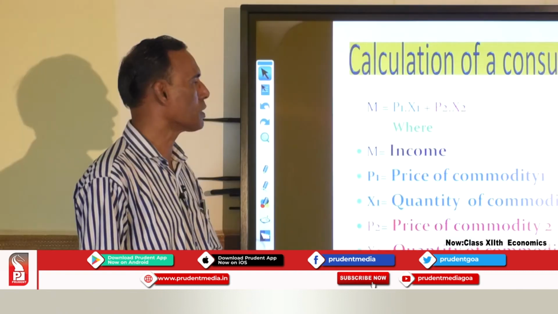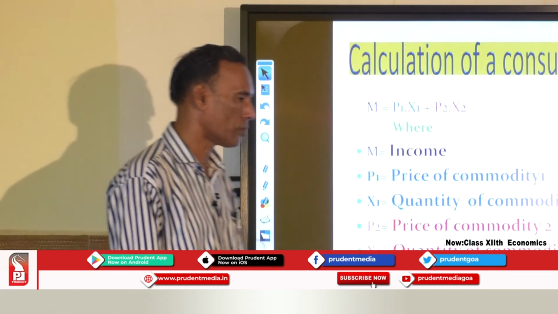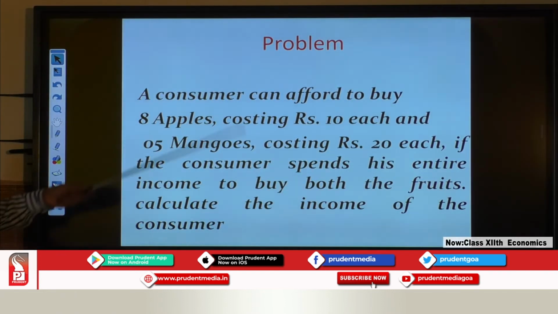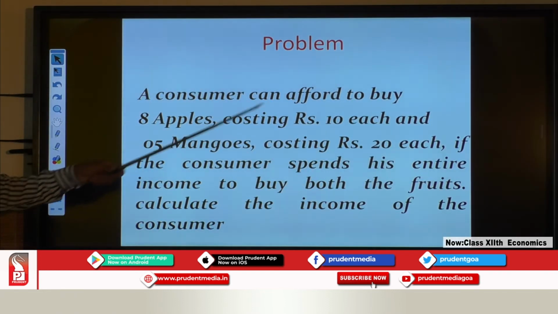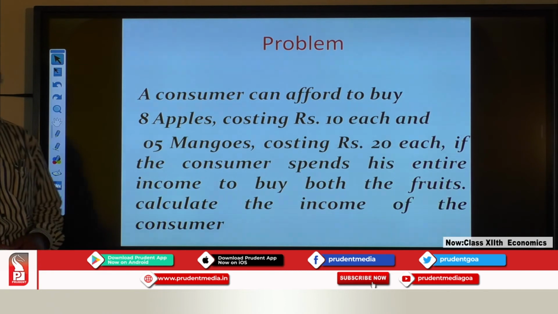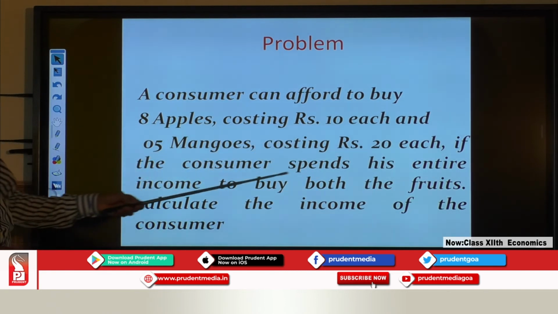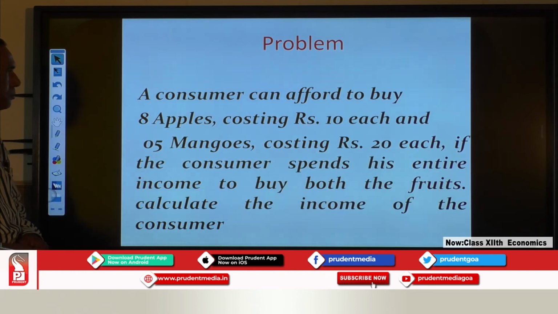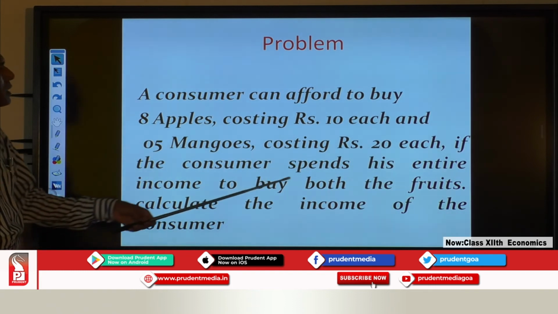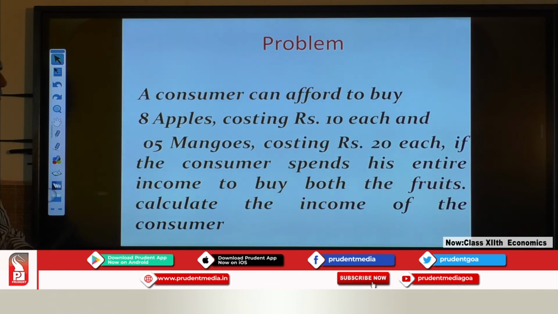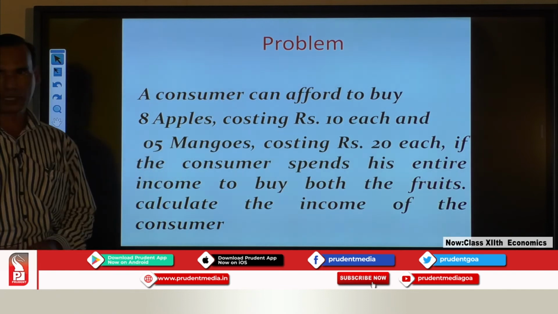Now, let us use this formula to solve one problem. The problem is, a consumer can afford to buy 8 apples costing rupees 10 each and 5 mangoes costing rupees 20 each. If the consumer spends his entire income to buy both the fruits, calculate the income of the consumer. Here, the consumer is buying 8 apples, 10 rupees for each apple.